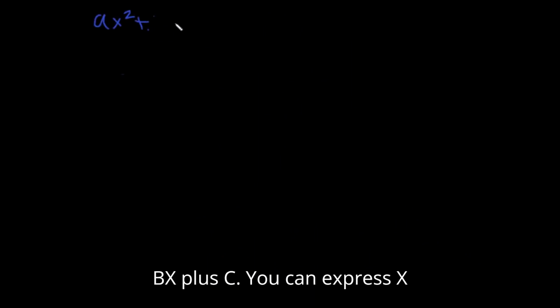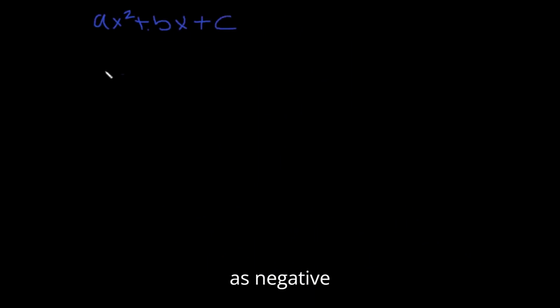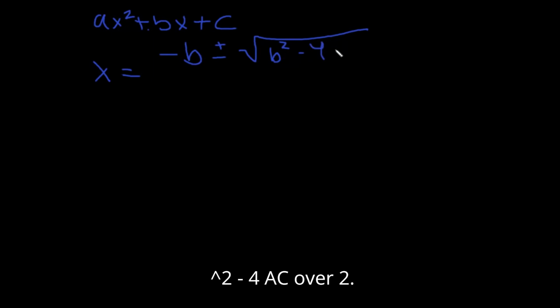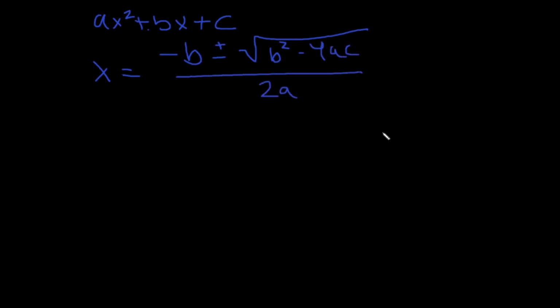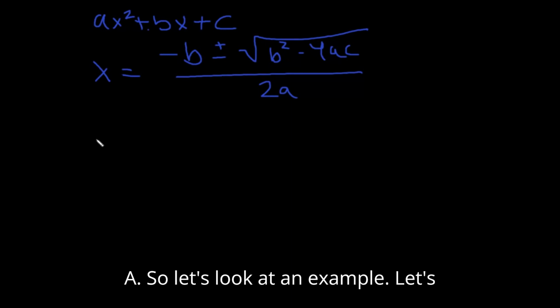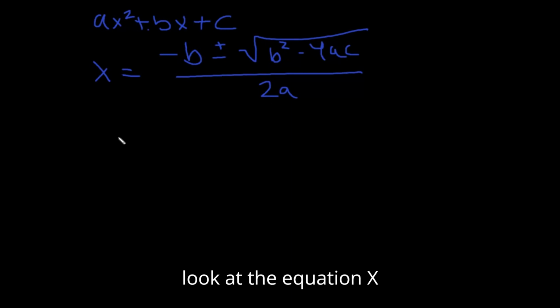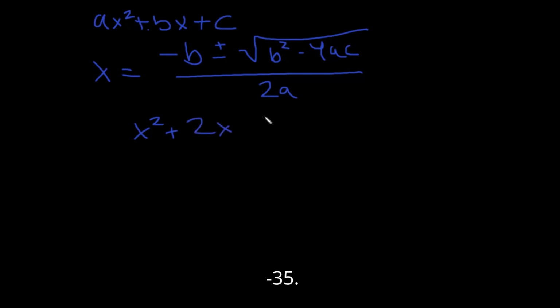So let's look at another way of solving quadratic equations, which is the quadratic formula. So for all quadratic equations, ax squared plus bx plus c, you can express x as negative b plus minus the square root of b squared minus 4ac, over 2a. So let's look at an example problem. Let's look at the equation x squared plus 2x minus 35.